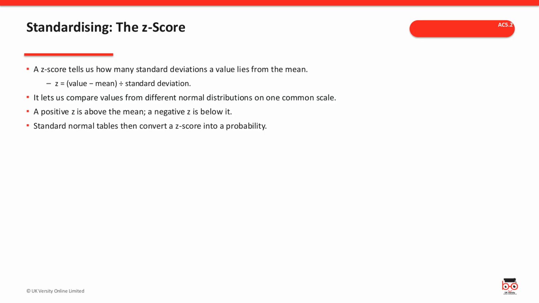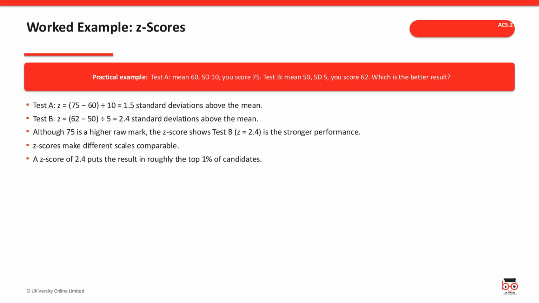Sometimes we want to know precisely how unusual a value is, and that's what a z-score gives us. How many standard deviations a value lies from the mean. The formula is z equals the value minus the mean, divided by the standard deviation. Its real power is letting you compare values from completely different normal distributions on one common scale. A positive z sits above the mean, a negative z below it, and standard normal tables then turn any z-score into an exact probability. Here's a case where z-scores settle an argument.